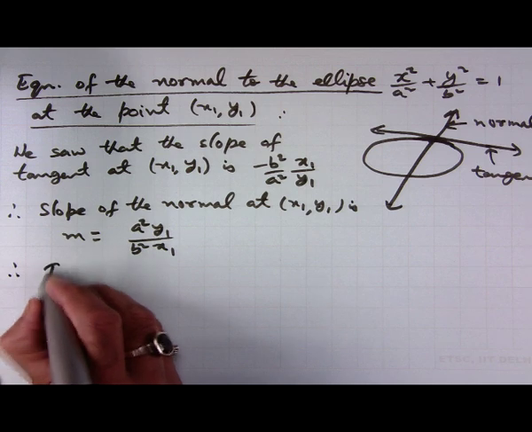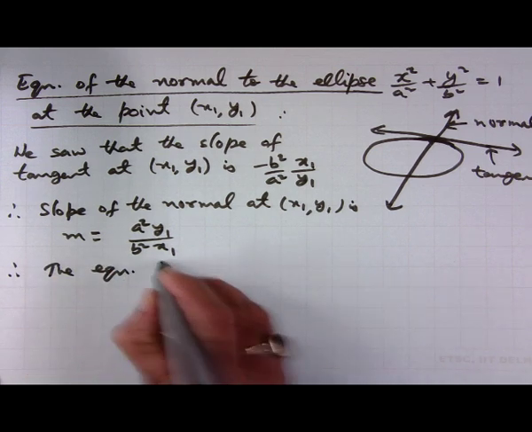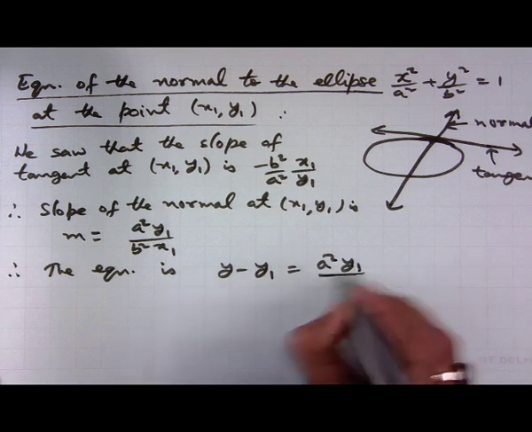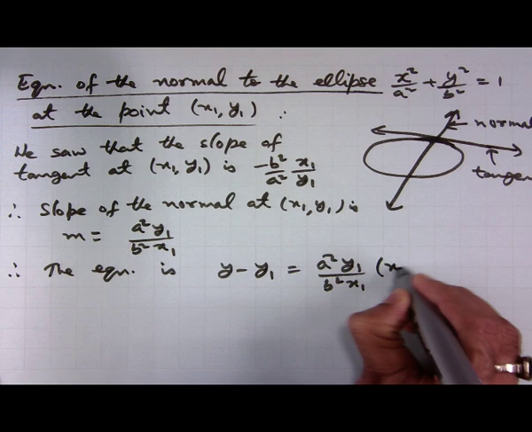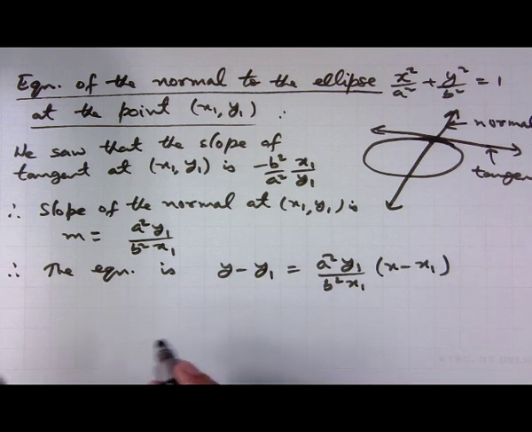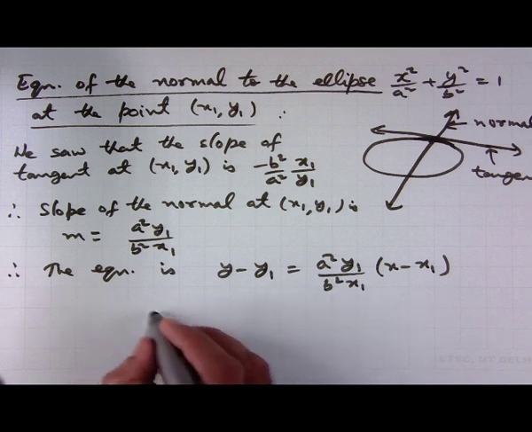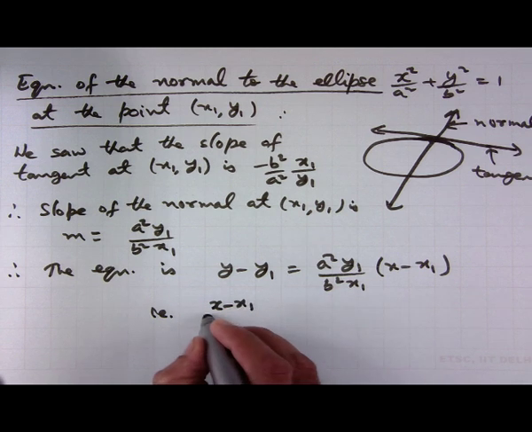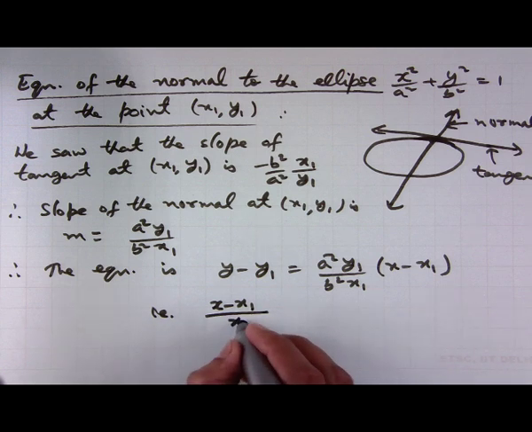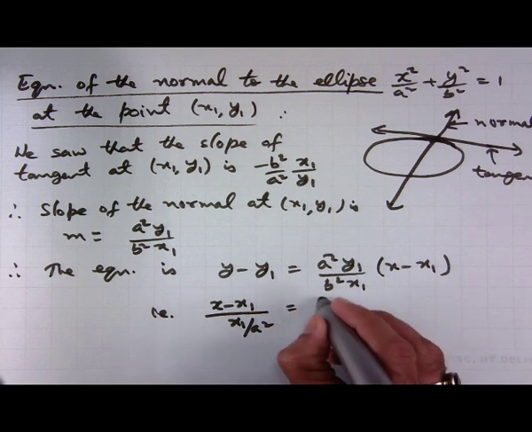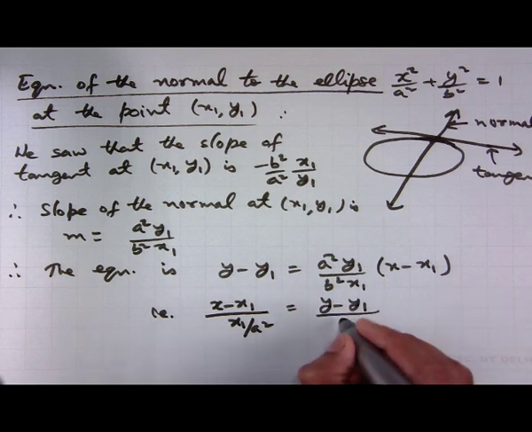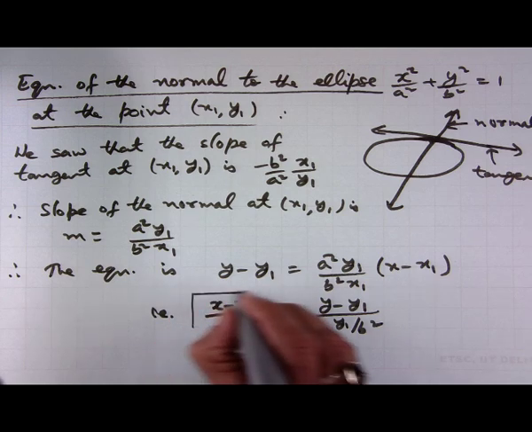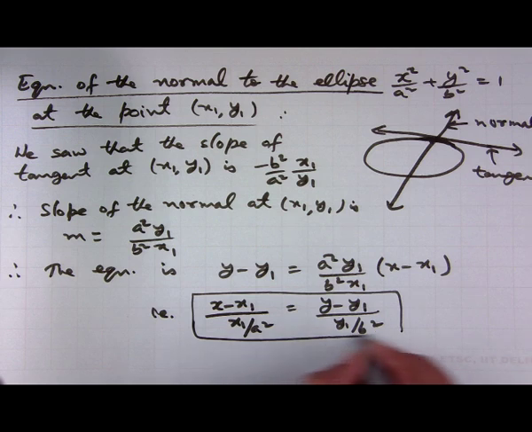Therefore, the equation is y minus y1 is equal to m times x minus x1, which we will write in this form, that is x minus x1 divided by x1 by a square equal to y minus y1 by y1 by b square. This is the equation of the normal line.